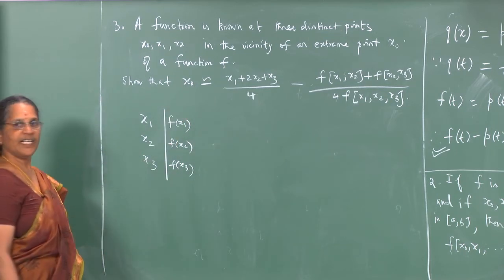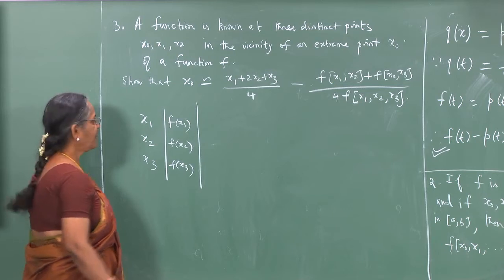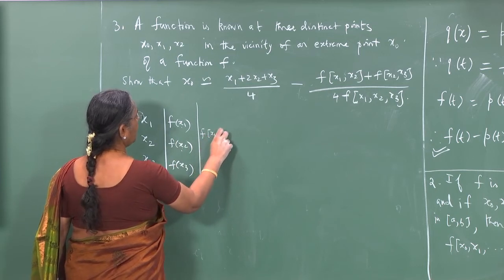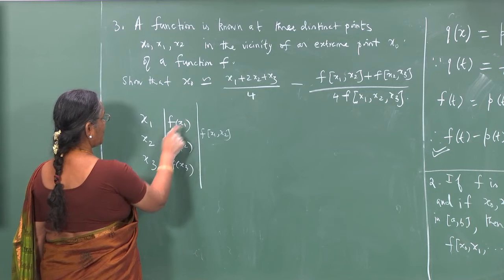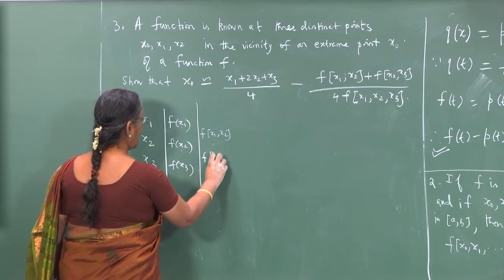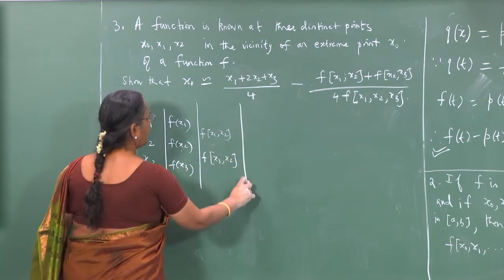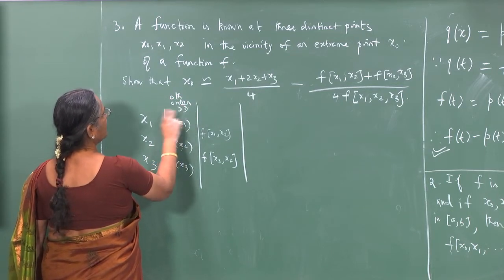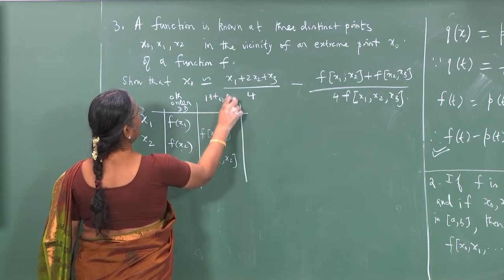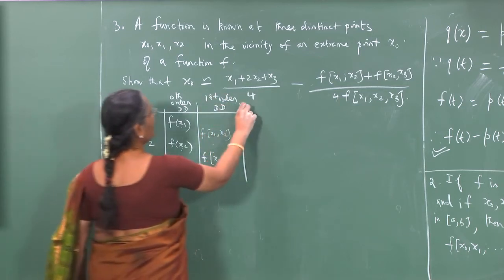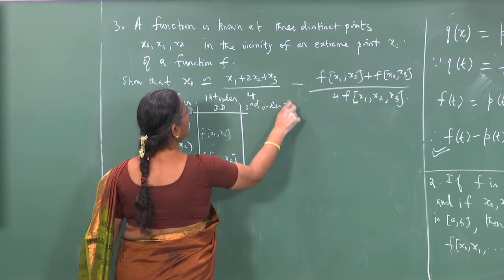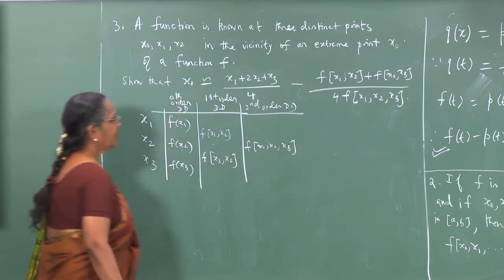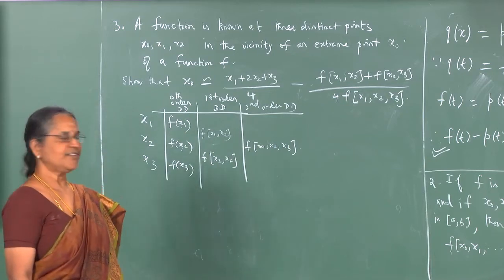Since the result involves divided differences, we immediately form the divided difference table. So, if I find the difference between the two, that will be f of x1 comma x2, which will be f of x2 minus f of x1 by x2 minus x1, and this will give me f of x3 x2. This is a 0th order divided difference, and this will be the first order divided difference. So, I can form the second order divided difference, which will be f of x1, x2, x3, and the higher order divided differences will all be 0.